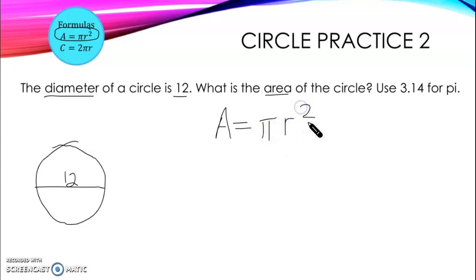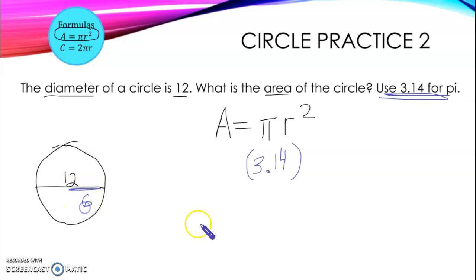pi r squared. And now in this problem, am I going to leave pi alone, or am I going to plug something in for pi? Well, as it says, we want to use 3.14 for pi. So follow those instructions there. We're going to plug in 3.14, and the radius is not 12. The radius is actually going to be 6.